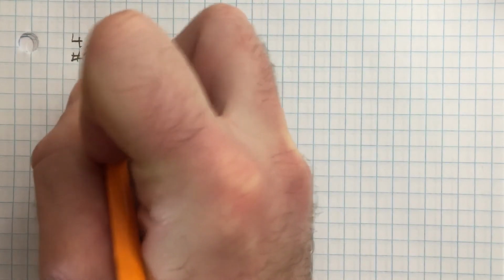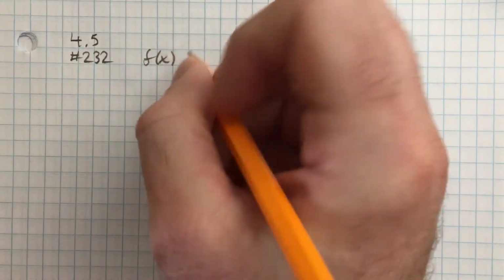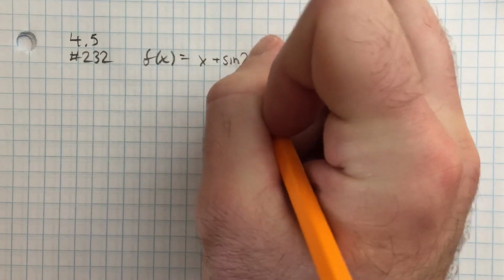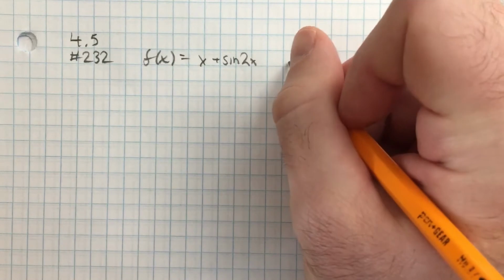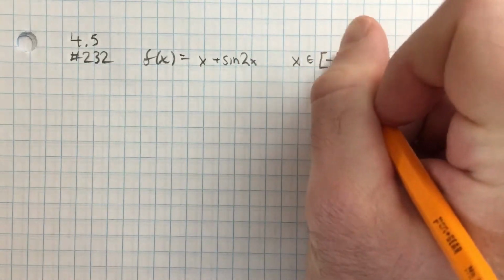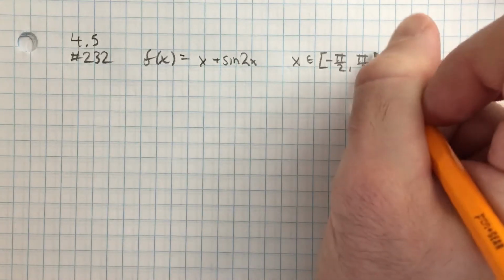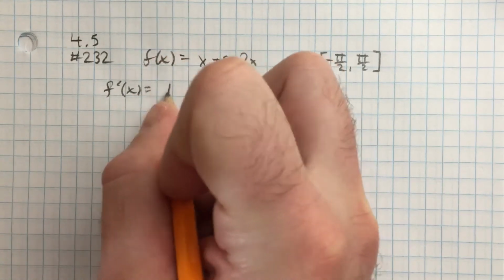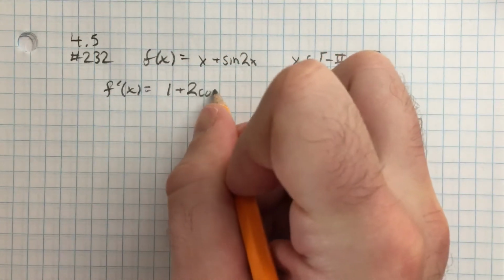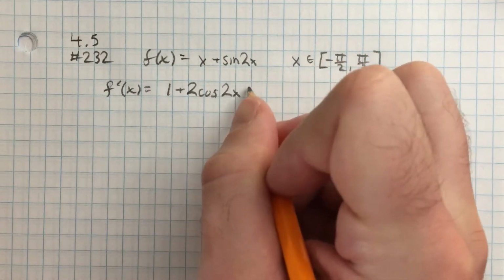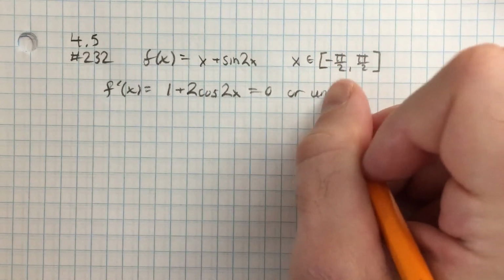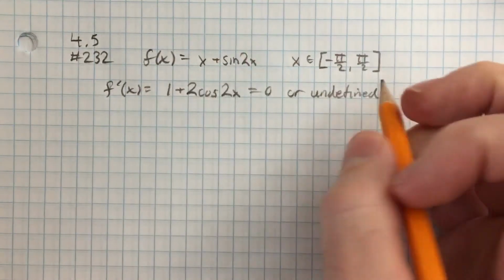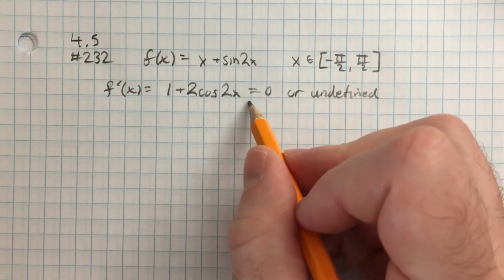4.5, number 232. f of x is x plus sine 2x over the interval negative pi on 2 to pi on 2. First derivative test: f prime of x equals 1 plus 2 cos 2x, that's equal to 0 or undefined. Define the critical values of the original function. But there's no place where this is undefined, so therefore we're only worried about equals to 0.